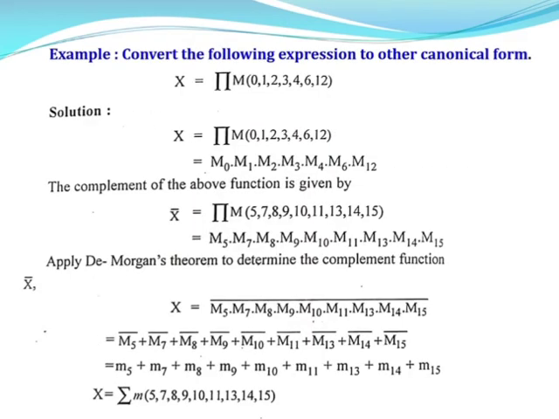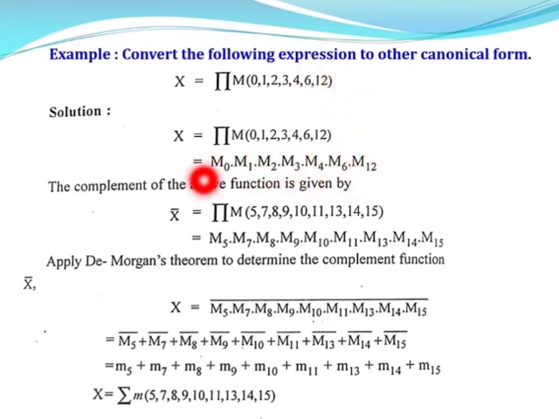Now convert the following expression to the other canonical form. Here the maxterm is given as M 0, 1, 2, 3, 4, 6, 12. It is a 4 variable function, so 16 combinations are possible, that is 2 raised to 4 equal to 16, from 0 to 15. That is M0, M1, M2, M3, M4, M5, M6, M7, M8, M9, M10, M11, M12, M13, M14, M15. So M is equal to M0, M1, M2, M3, M4, M6, M12.